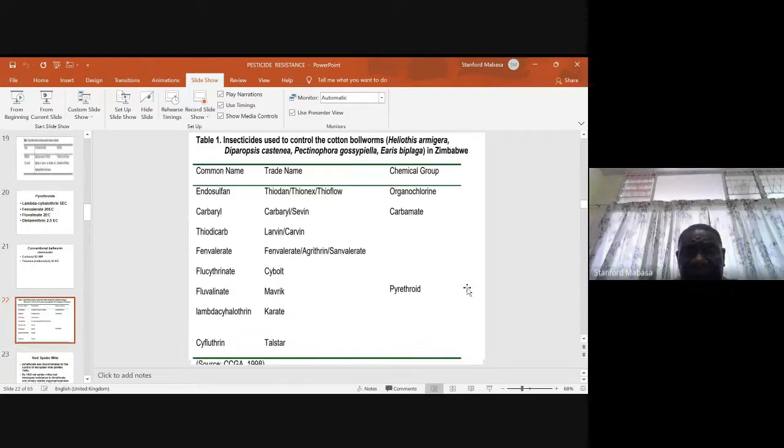Again, here I just have a table of various pesticides with common name, trade name, and the chemical group. We have got the organochlorine, carbamate, maybe being rotated by the pyrethroid.